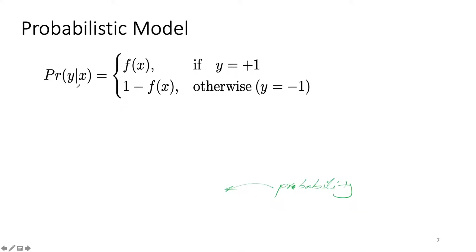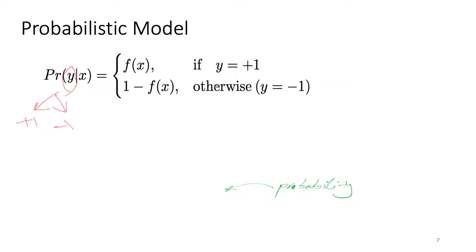So now we are dealing with two things. Our y is a binary class, right? It's either +1 or -1. But the probability of y given different x's gives us two options. Either we're going to have f of x for the case that y was +1, or the other way, we're going to have 1 minus f of x, because it's a probability, 0 to 1, for the otherwise case.